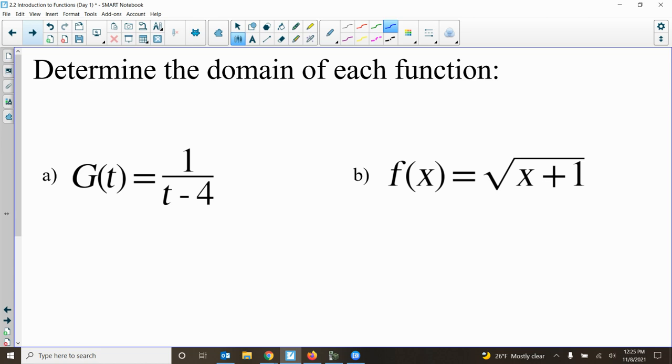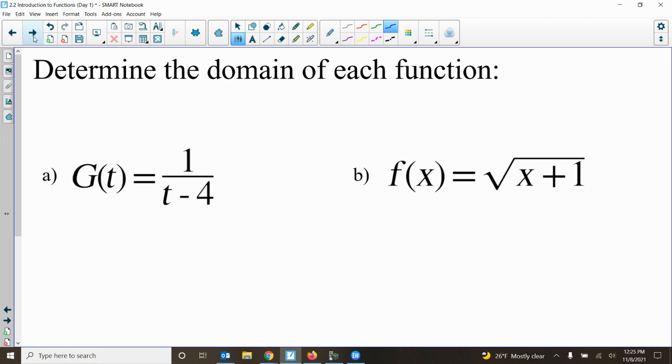Now, when we say find the domain, we're saying in the real world, what real numbers make sense here? Okay. The first one is a function of t. The function is called capital G, and t is my independent variable. And we want to know what's the domain of this function.